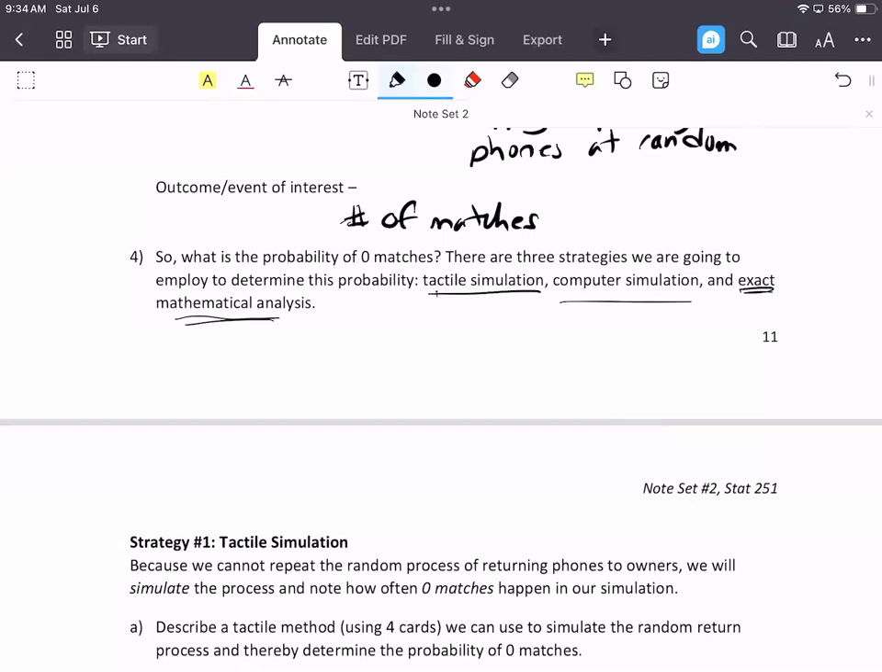matches happen in general. So let's describe a tactile method using 4 cards. I'm just using 4 regular cards we can use to simulate the random return process and thereby determine the probability of zero matches.